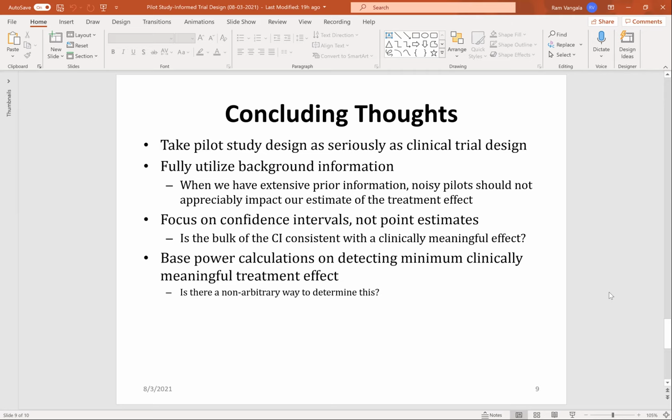The second thought is that we ought to fully utilize the background information that we have. Generally when we go into a trial design exercise, the pilot study data is not the only information we have, right?